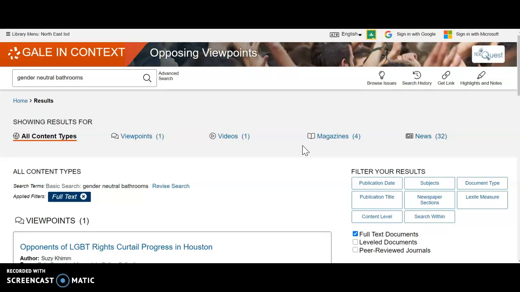Some topics may have tons of resource results, and others may only have a few resources. This is when it is good to search your topic in a few ways. If you get a large number of resources, you obviously aren't going to use them all. You can begin determining what may or may not help you by reading the titles.